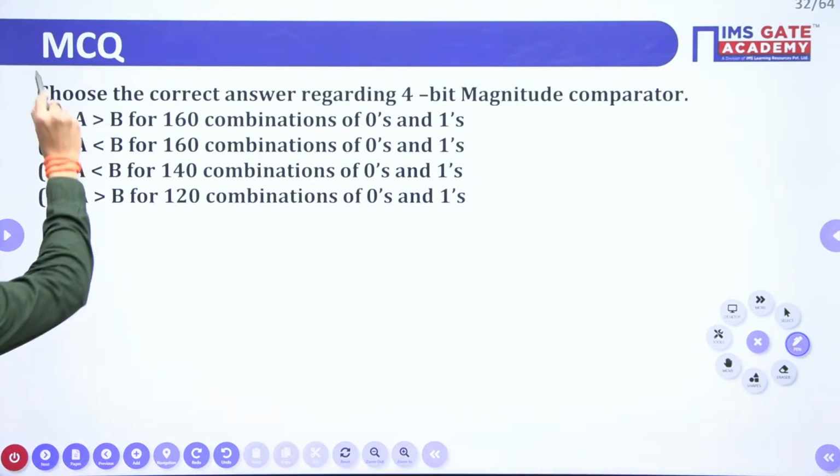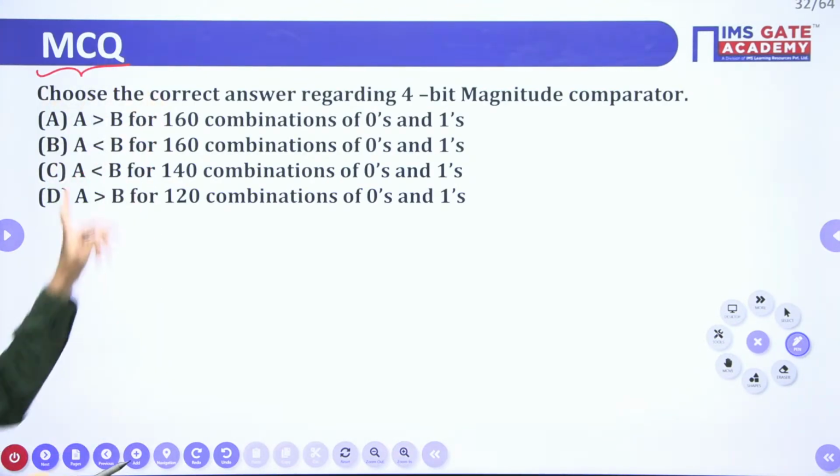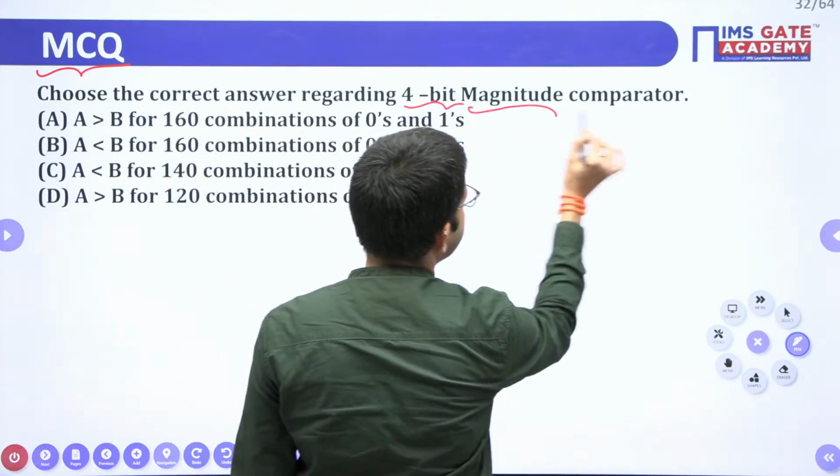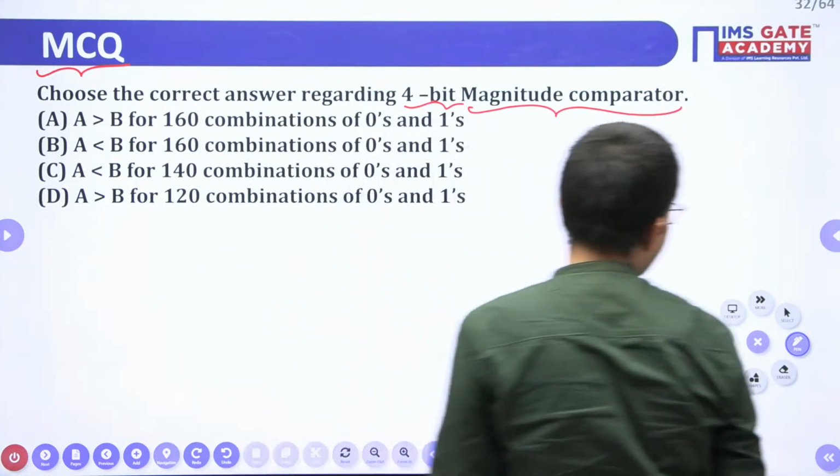Now the next question is MCQ. That means only one option will be correct. So this question is regarding 4-bit magnitude comparator. So all of you give a try. This is a simple question.